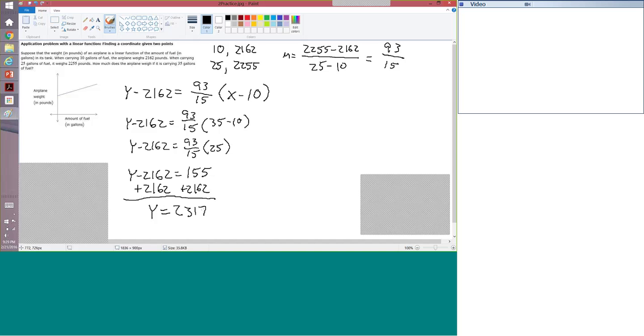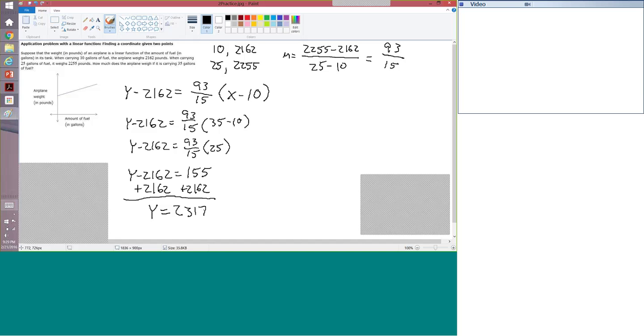So for the 93 over 15 times 25, I did 93 times 25 and then divided by 15. I just typed that into my calculator. And when I did that, the calculator spat back the 155. Okay.